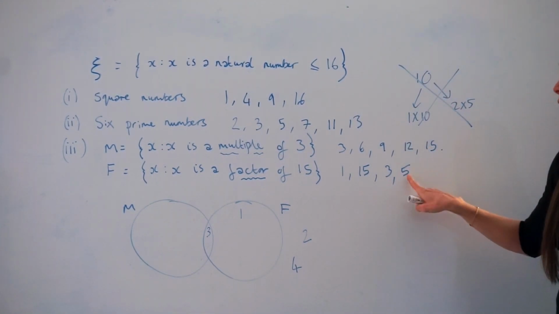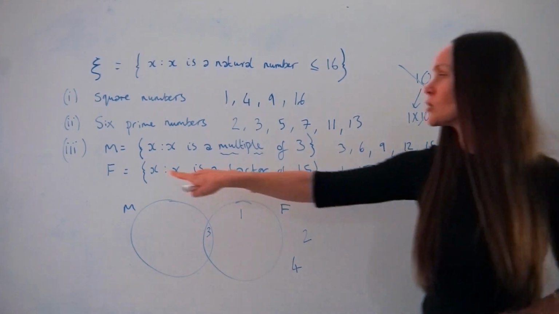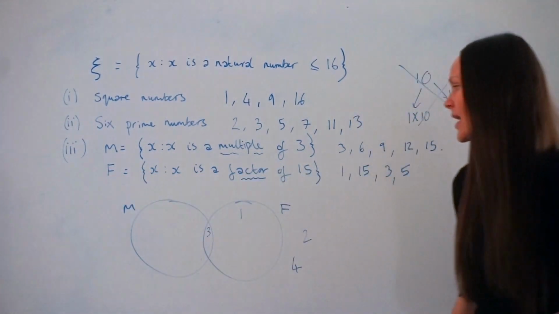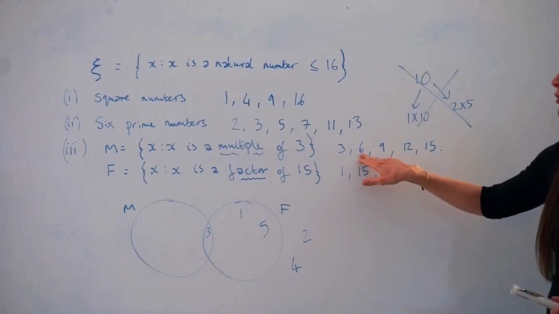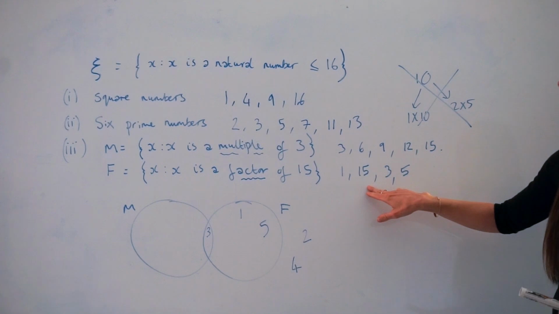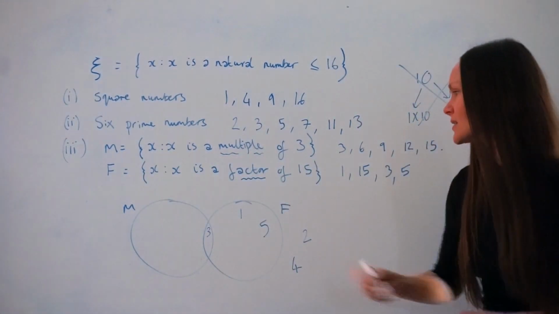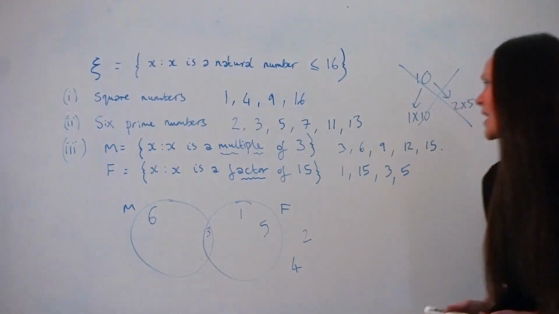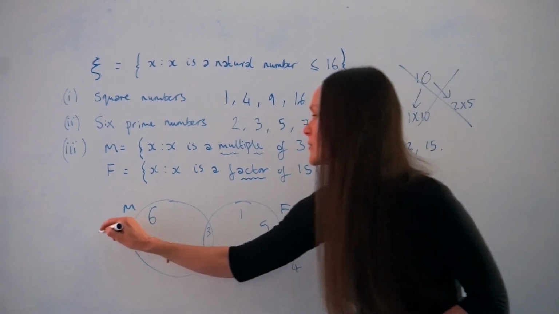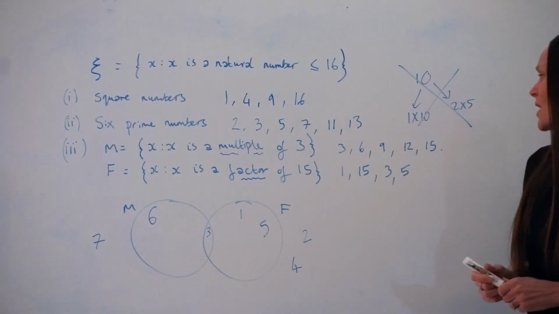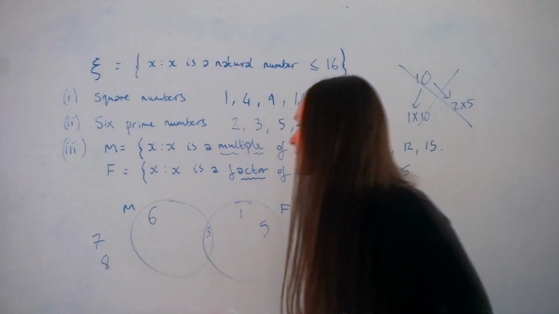Number 5 is a factor of 15, but it's not a multiple of 3. So you need to make sure it lies in only circle F. So I'm going to write number 5 here. Number 6 is a multiple of 3, it's not a factor of 15, so this time you have to make sure it lies only in circle M, so we're going to do number 6 over here. Number 7 doesn't lie in M or F, so this one also goes outside the circles. Number 8 also lies outside the circles, as it's not a multiple, it's not a factor.